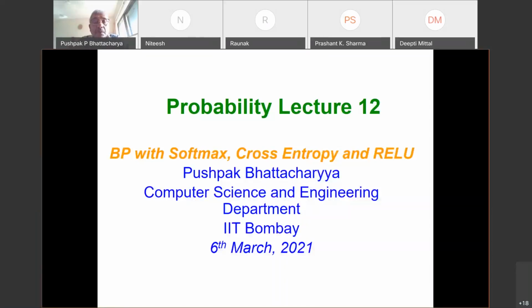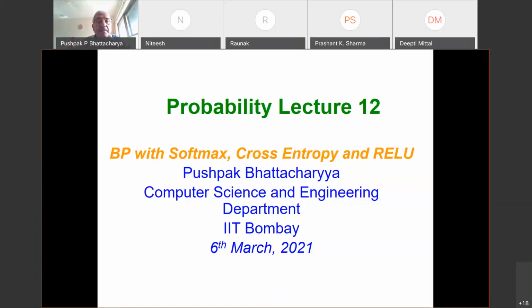Backpropagation with softmax cross entropy and the ReLU input-output function for the neurons. Why is it a part of the probability lecture series? The reason is really softmax.